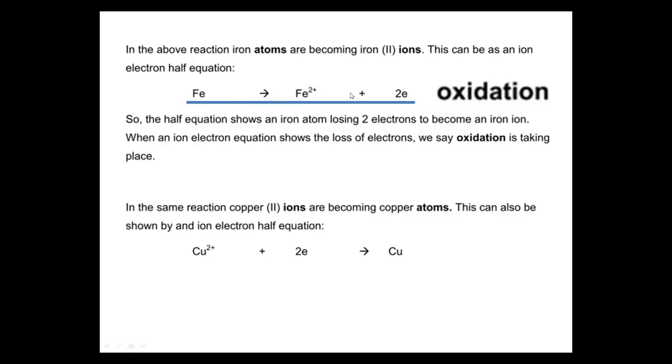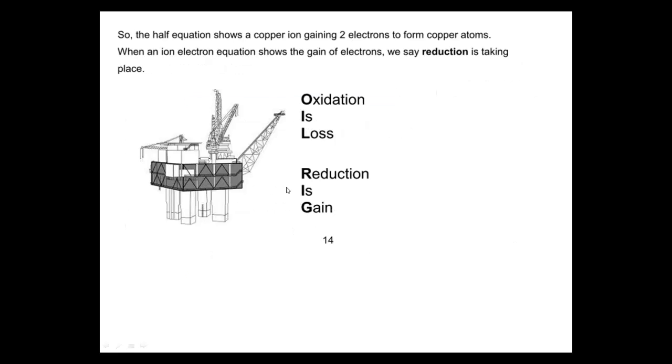The iron loses 2 electrons. This is oxidation. When a metal ion gains 2 electrons, as in Cu 2+ plus 2 electrons becomes Cu, this is reduction. So the half equation shows a copper ion gaining 2 electrons to form copper atoms. When an ion electron equation shows the gain of electrons, we say reduction is taking place. So oxidation is loss of electrons, reduction is gain of electrons.